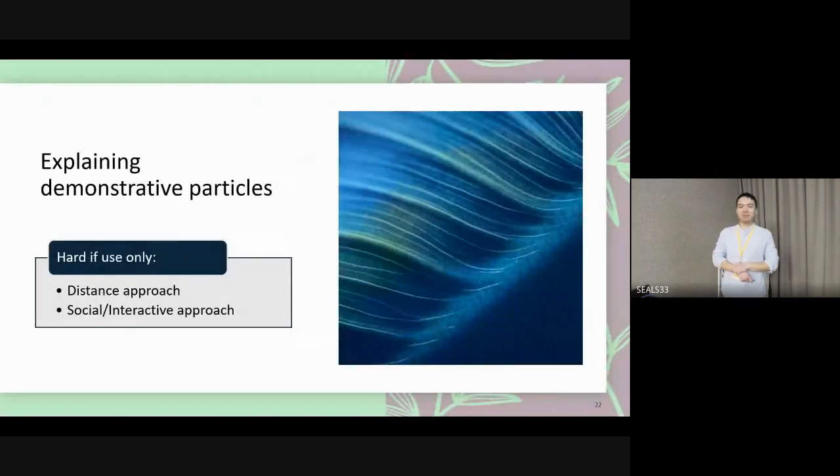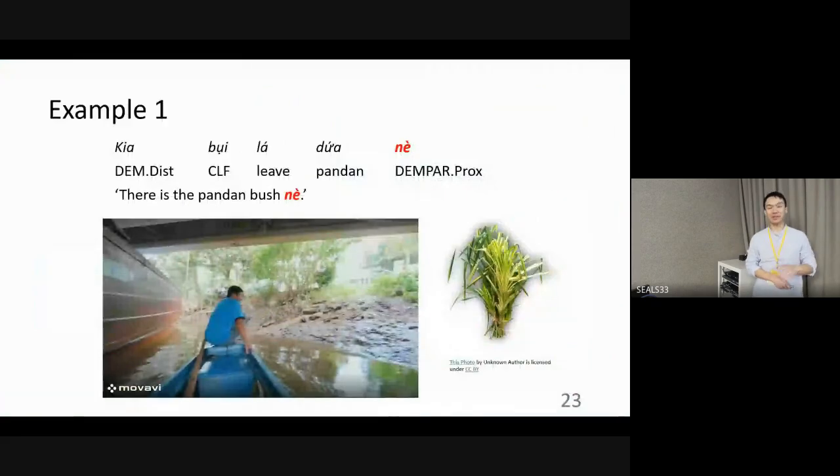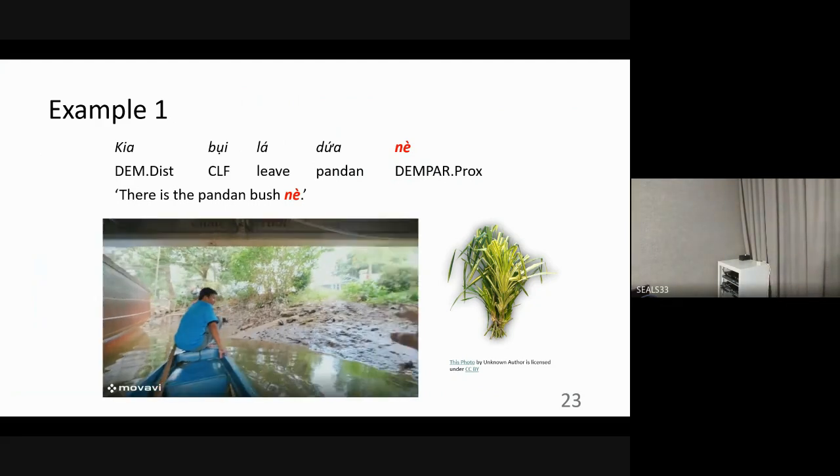But the thing is, explaining demonstrative particles is quite difficult when we just use these two. Let me illustrate this with the following two examples. Going back to this one, the participants are looking for some pandan leaves to cook in the distance. The speaker finds the camera, and then he points to us, the audience, especially.